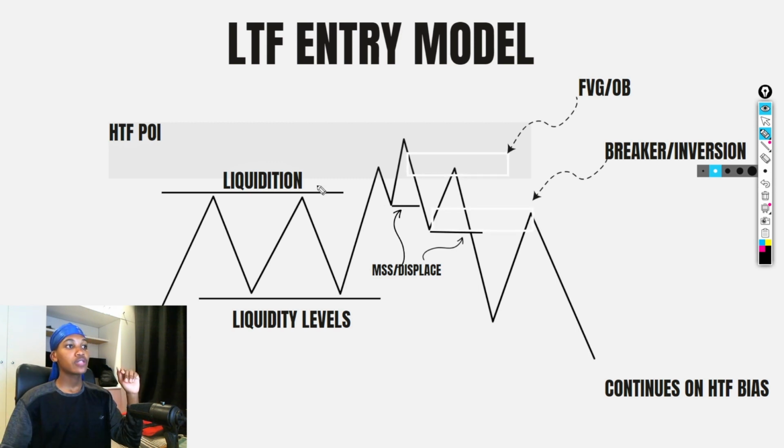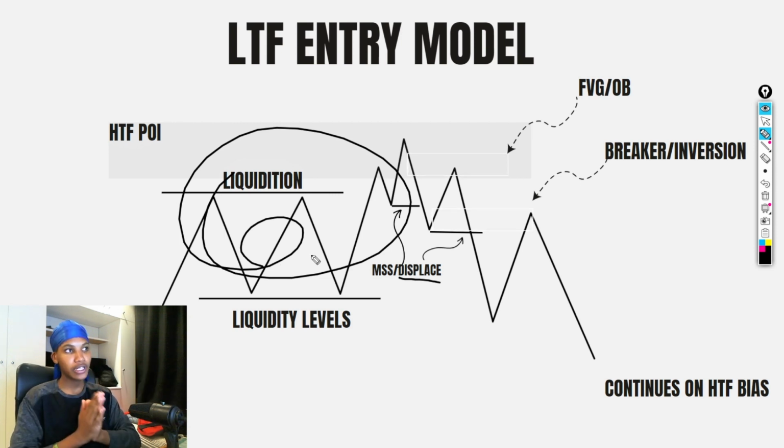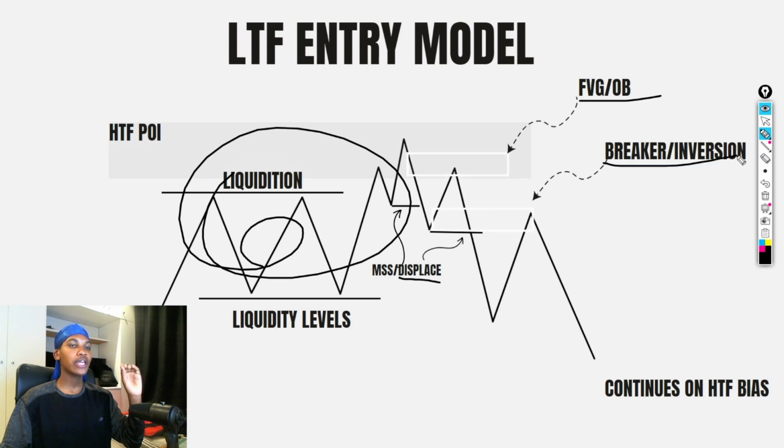Once price has taken out the liquidity into our time for POI, we're now looking for either a market structure shift or a displacement. Obviously, you want to always look for the displacement, but we can always settle for the market structure shift as long as these confluences are still in place. We want to make it a point in fact that if you do not see the liquidation, you will end up being the liquidity. Now, our entries are our fair value gaps and order blocks, and then here I'll use my breaker block and inversions.